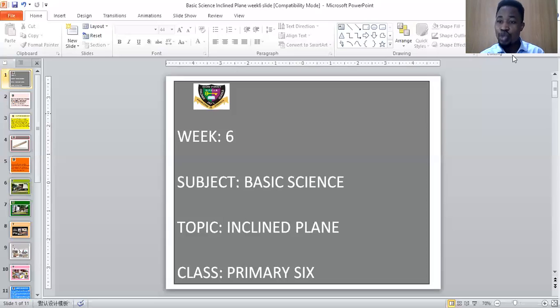So it has 3 parts to a lever. It has a fulcrum or pivot, and it has load and effort. And I also told you that we have 3 classes of lever. We have first class lever, second class lever, and we have third class lever. In the first class lever, the fulcrum or pivot is in the middle. In the second class lever, the load is in the middle. And in the third class lever, the effort is in the middle.